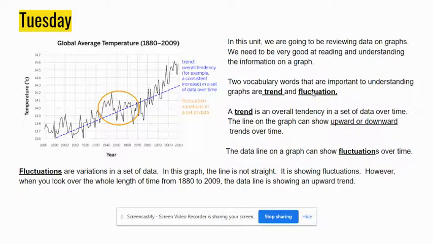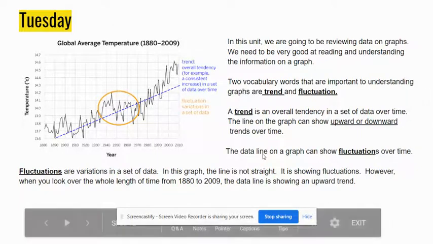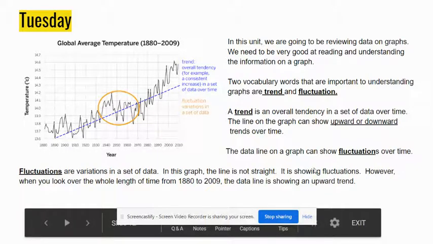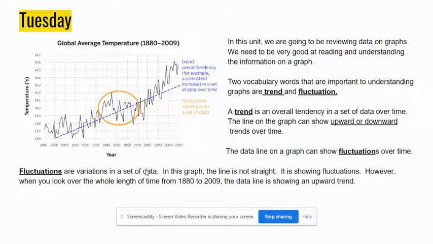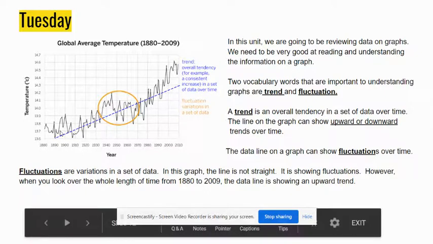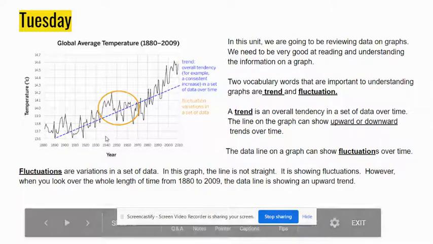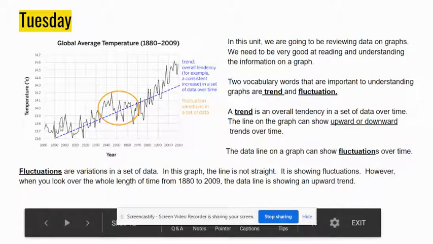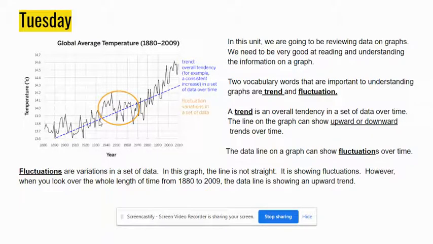The other vocabulary word is fluctuation. The data line on a graph can also show fluctuations over time. Fluctuations are variations in a set of data. In this graph, the line is not completely straight. If it was just this blue line, it would be completely straight. But you see that it goes up and down from year to year, up, down, up, down, up, down. Those are fluctuations.